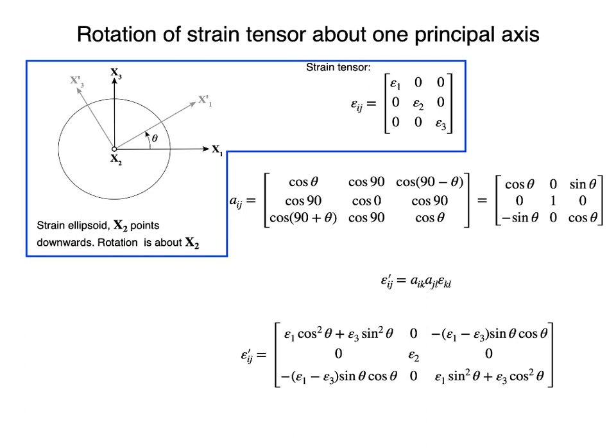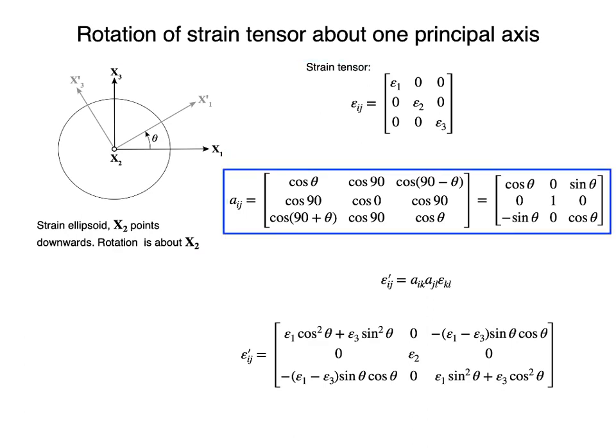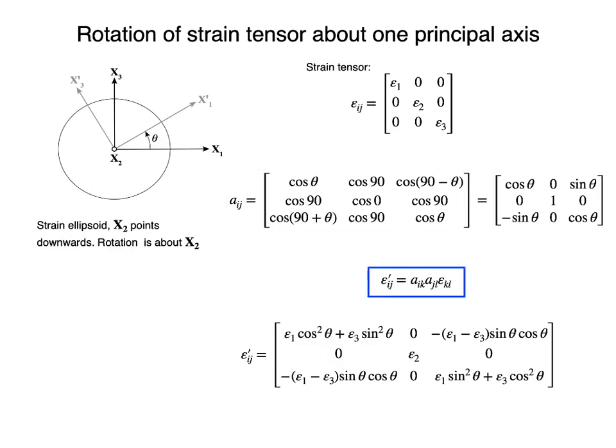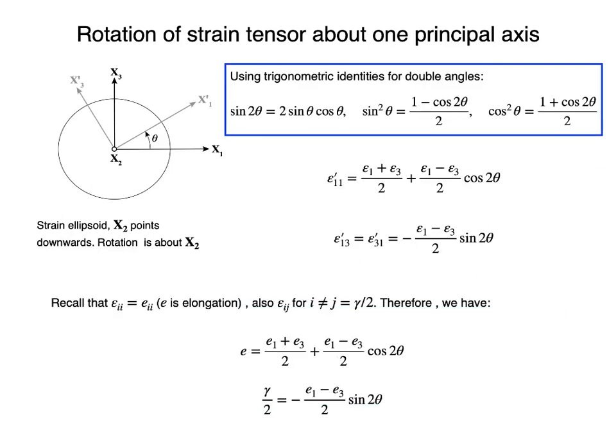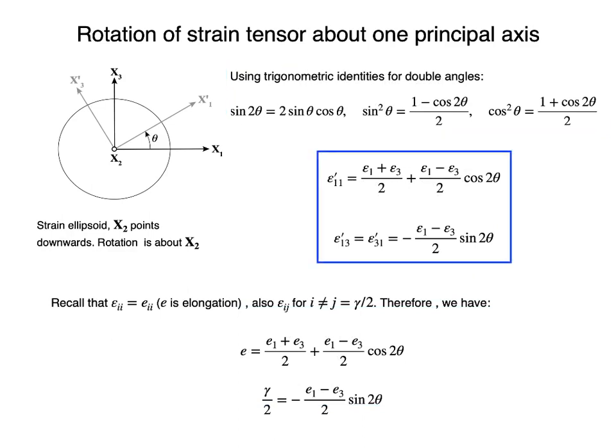Suppose we want to transform the strain tensor to a new coordinate system by rotating anticlockwise, around x2, x1 and x3 an angle theta. The new axes are x'1 and x'3. The transformation matrix that describes this rotation is this. The new components of the strain tensor can be calculated as this, which in matrix format looks like this. Using trigonometric identities for double angles, we can simplify these equations like this.